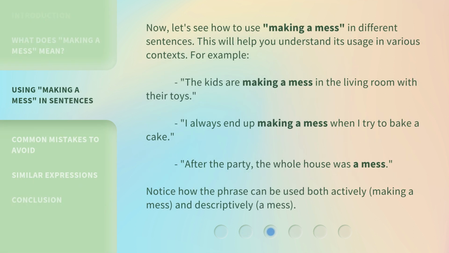Now, let's see how to use making a mess in different sentences. This will help you understand its usage in various contexts. For example, the kids are making a mess in the living room with their toys. I always end up making a mess when I try to bake a cake. After the party, the whole house was a mess. Notice how the phrase can be used both actively, making a mess, and descriptively, a mess.